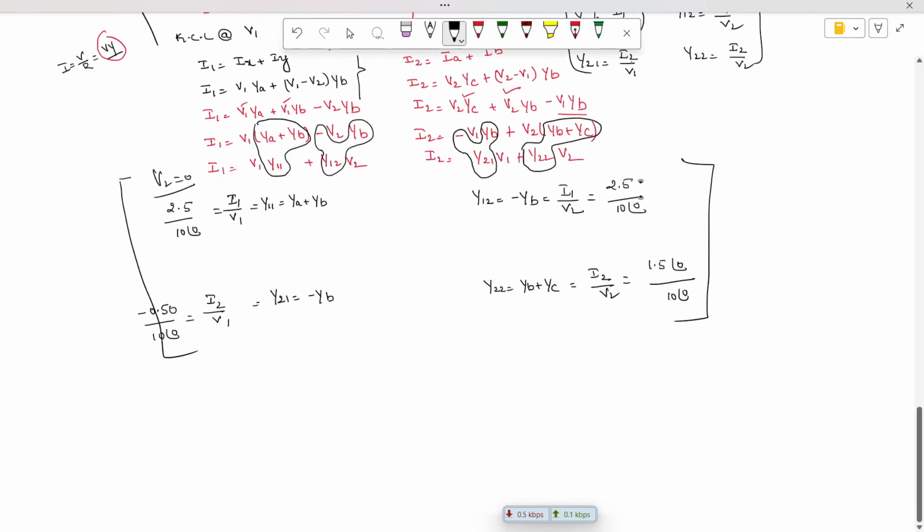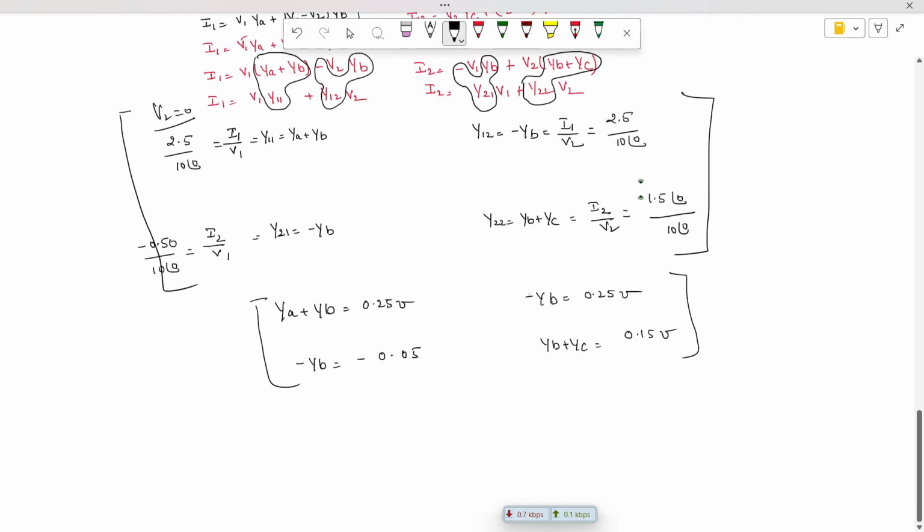So now when you solve it, you are going to get Ya plus Yb is equal to 0.25 mho, minus Yb is equal to 0.25 mho, and minus Yb is equal to minus 0.05. Yb plus Yc is equal to 0.15 mho.